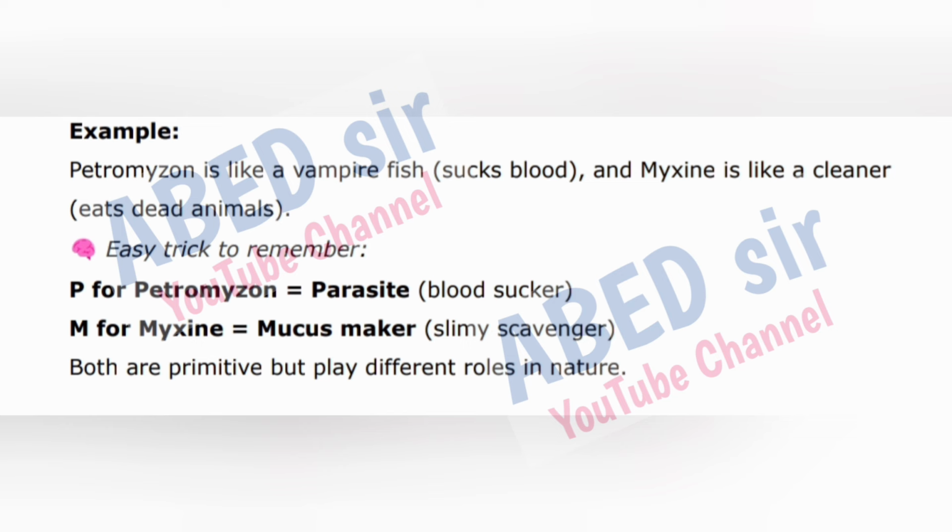Easy trick to remember. P for petromyzin is equal to parasite, blood sucker. M for myxine is equal to mucus maker, slimy scavenger. Both are primitive but play different roles in nature.